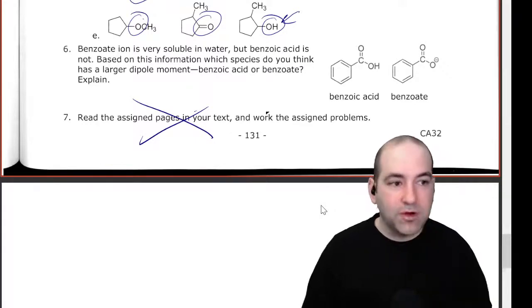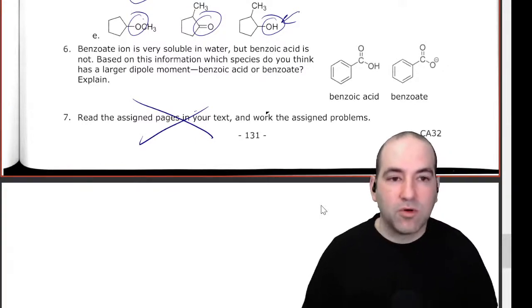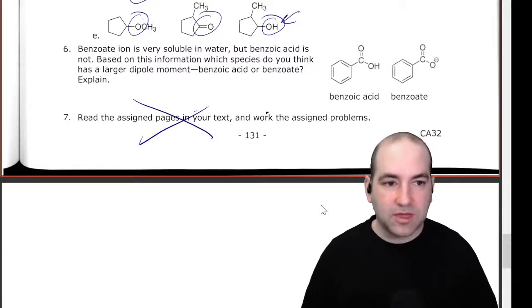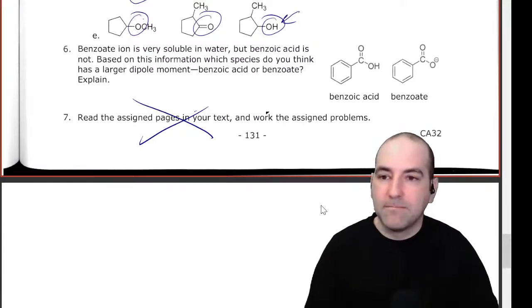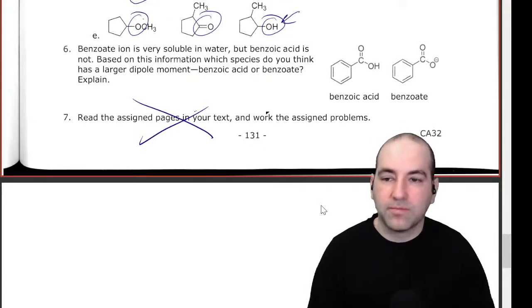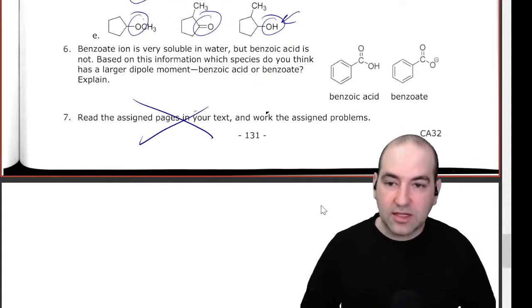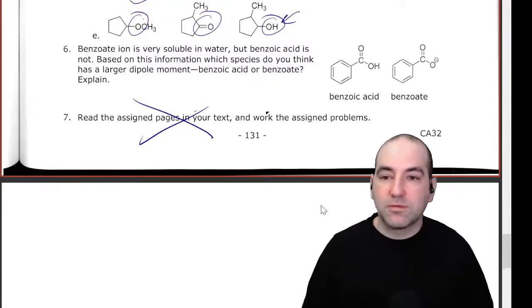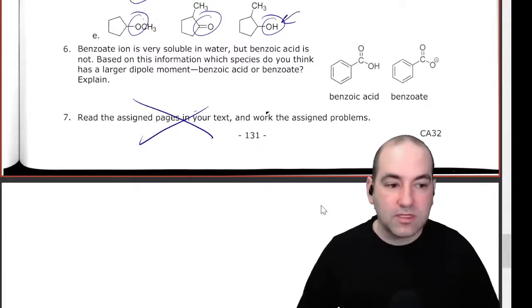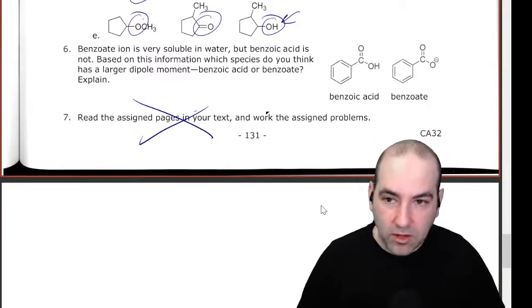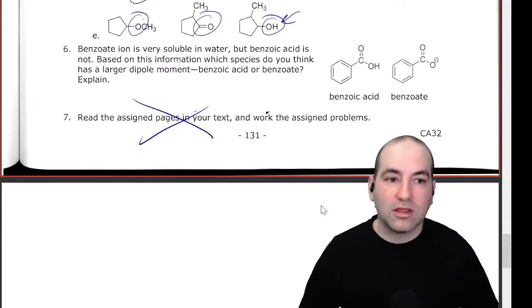So this one, the important thing about this question is it's telling you some important information. It's not just saying, answer this question based on the structures. It's saying benzoate ion is very soluble in water, but benzoic acid is not. So we can use that information. They're telling us that. Let's not ignore that. What does it mean for something to be very soluble in water? Well, as we've seen in the previous tables and the rest of this activity, generally, things that are very soluble in water are very polar, and things that are not soluble in water are less polar.